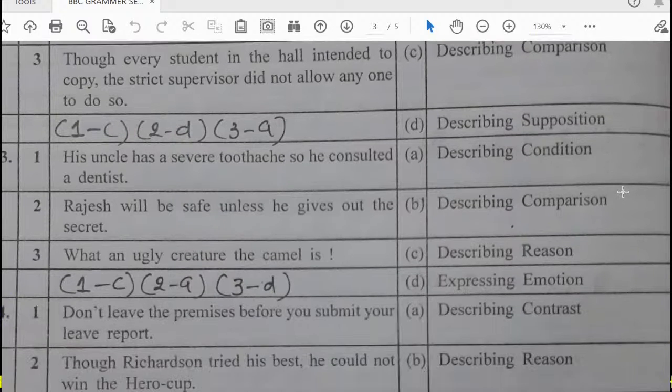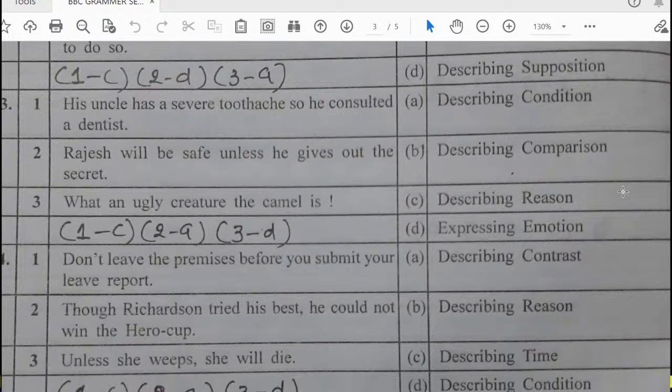Now 14. See the first sentence, don't leave the premises. Premises means third jagya. Don't leave the premises before you submit your leave report. See the options: describing contrast, describing reason, describing time, and the D option, describing condition. As there is use of before in the sentence, it always suggests time. So the first sentence will be connected with option C, describing time.